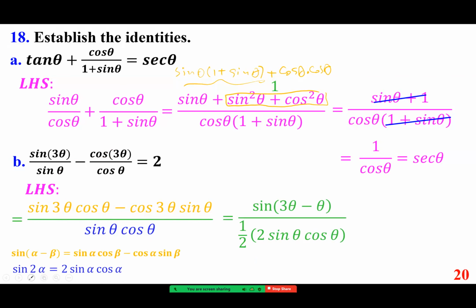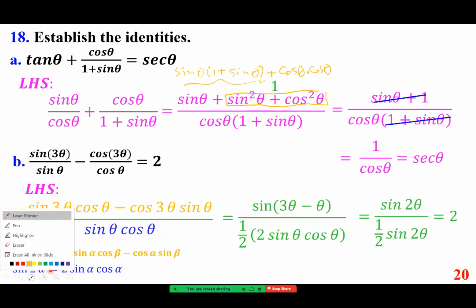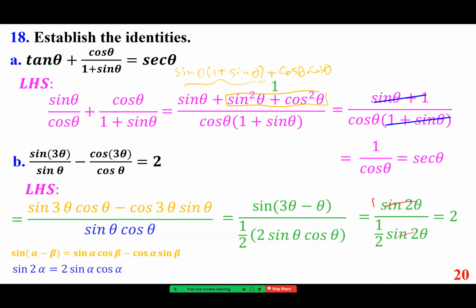We know that 2 sine alpha cosine alpha is sine of 2 alpha. So if you divide both sides by 2, you get half of that. That's why you get half of 2 sine theta cosine theta, right? And so this is half of sine 2 theta, and the top is sine of 2 theta. They cancel each other, obviously. So you get 1 over 1/2 or simply 2. That's the proof, everybody. Again, very straightforward.